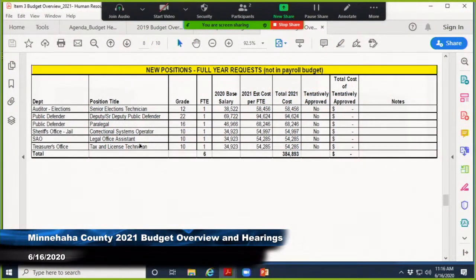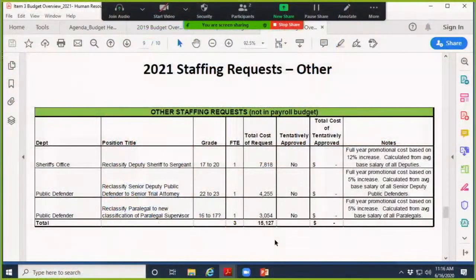All right. So my notes, and Kim, you could tell me if you're tracking with me, are that the only two positions that we are keeping out of the staffing requests are the position for the jail, sheriff's office, the correctional systems operator, and for the public defender's office the paralegal. Yes. Right? And Vicky's keeping tabs on those, so we'll get some updated numbers. Okay. So then it goes to the other staffing requests, which were basically reclassification of positions. Is there anybody that has any comments on those?